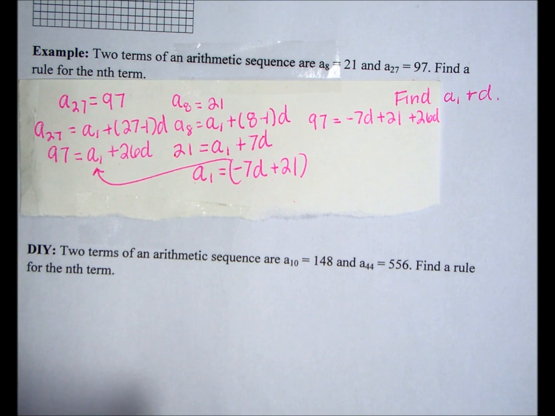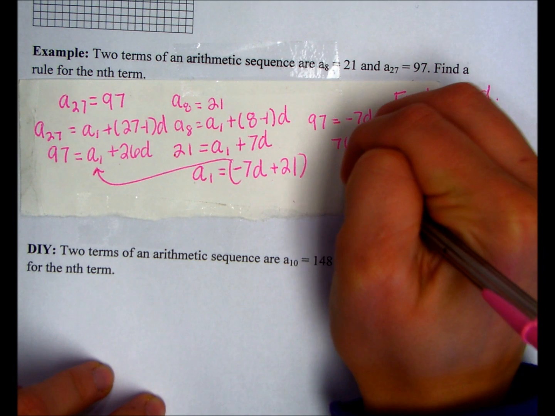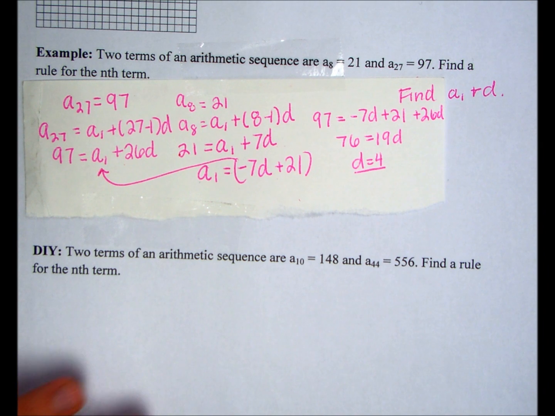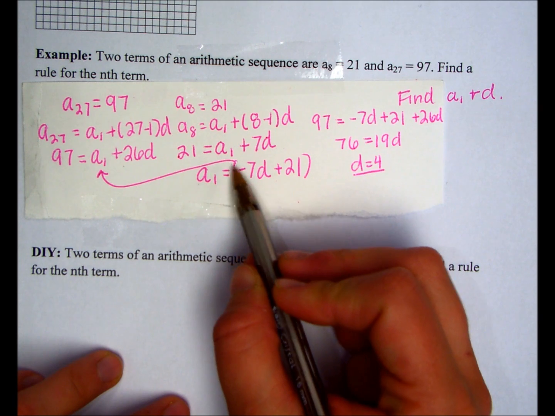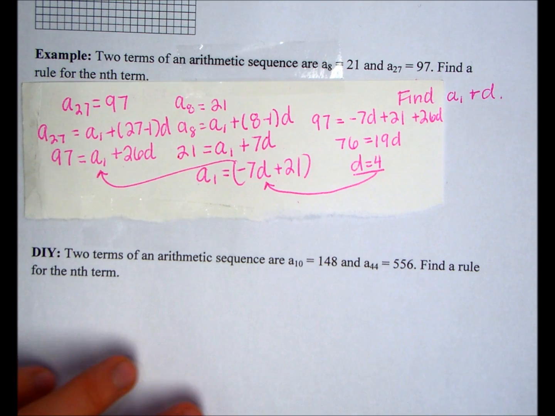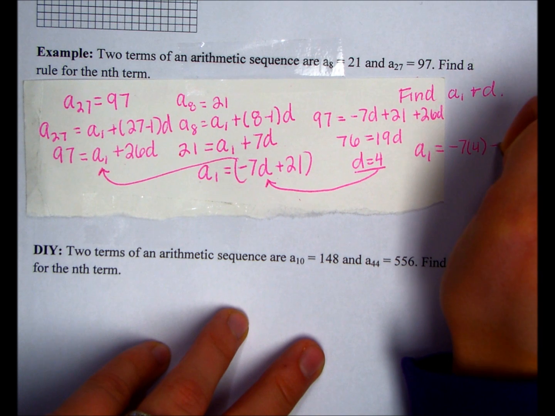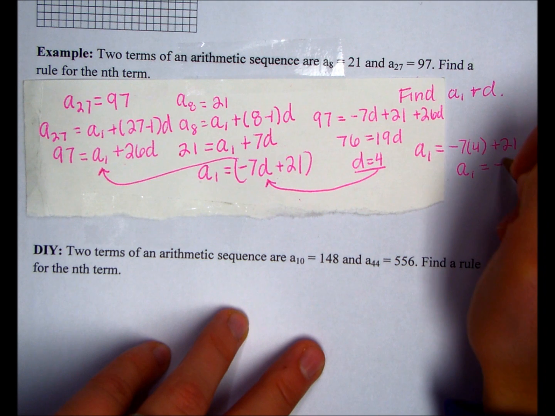Now if I simplify that, I'll get 76 equals 19d, and then d is equal to 4. So once I find my d value, I take that d and I go back to this equation, and I'm going to plug 4 in for d. So I'll have a sub 1 equals negative 7 times 4 plus 21. And when I simplify that, I get a sub 1 equals negative 7.